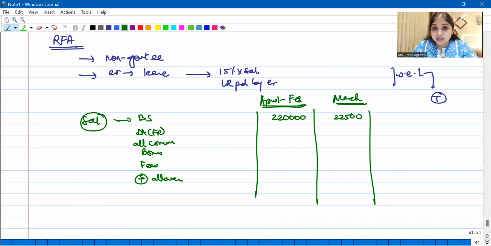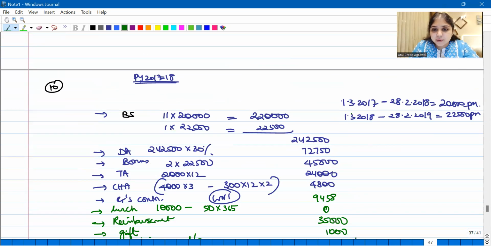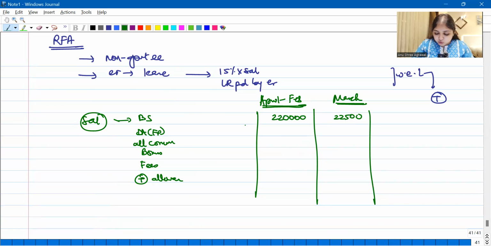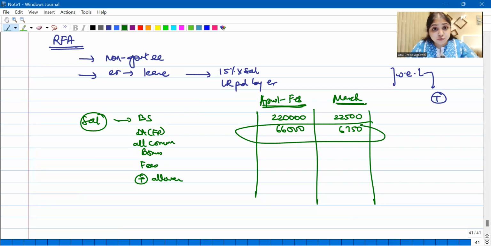Then coming to DA. DA is 30% of basic salary. So we can calculate from here. 2,20,000 into 30% is 66,000 here, and 22,500 into 30% is 6,750. This is full DA. The question says DA is fully forming part, so I'm taking it as it is.